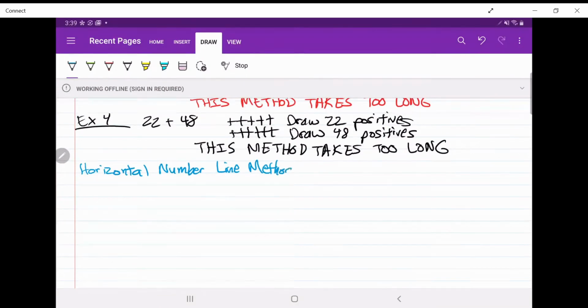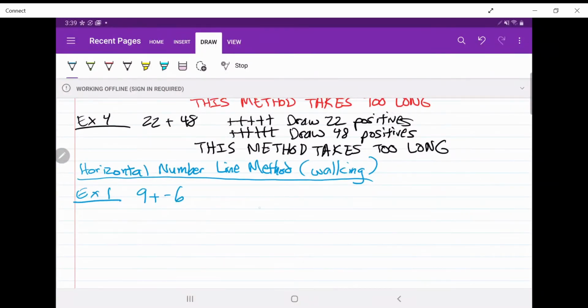And the horizontal number line method, you can think of as walking left or walking right, or walking forward or backwards. In example 1, we're going to look at the same examples, but approach it a different way. 9 plus negative 6. So imagine we have a number line that's horizontal.